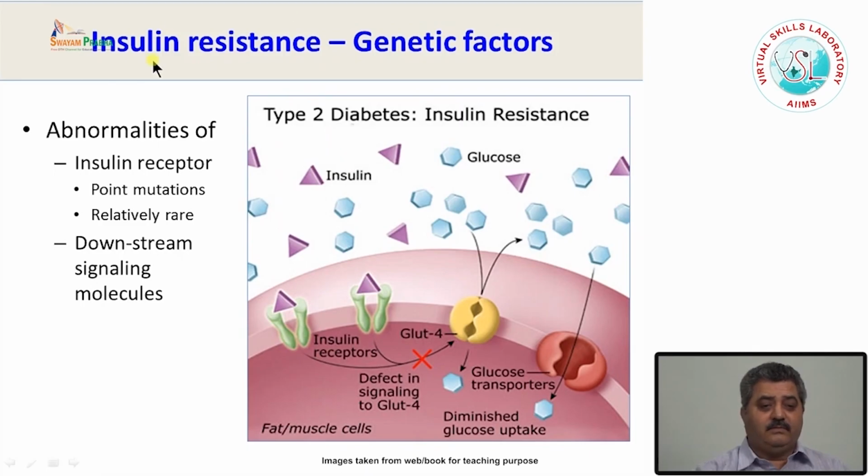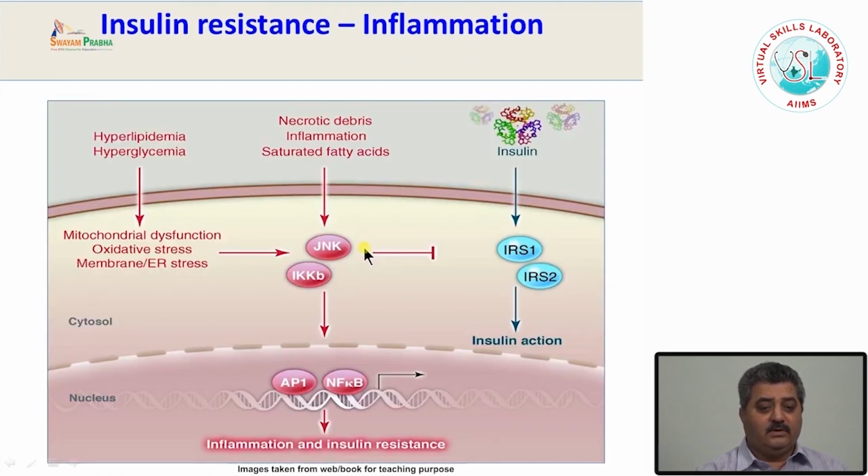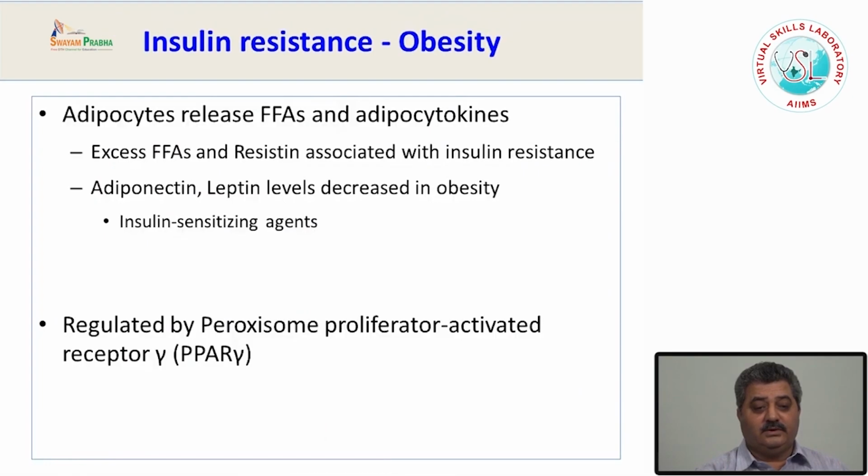Another mechanism which may be possible is some genetic abnormality in insulin resistance, maybe some receptors on the cells which are mutated, so the insulin action does not take place on these receptors, and this ultimately leads to underutilization of glucose. So all these factors actually lead to NF-kappa B pathway activation, which is the most important pathway in inflammation, and ultimately leads to insulin resistance.